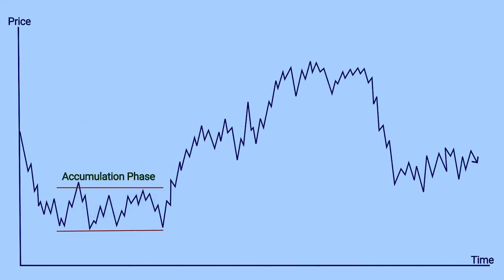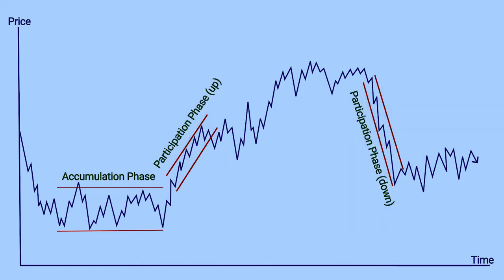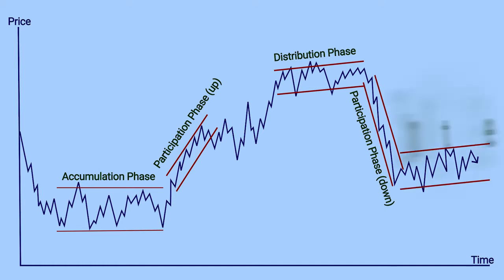We have studied in Dow theory that in the market there are three phases: the accumulation phase, the market participation phase, and then there is a distribution phase. Apart from that, there is the consolidation phase. Now let us understand them a little deeply.